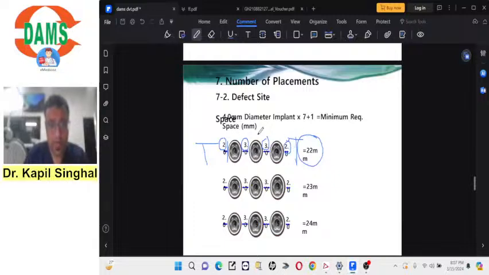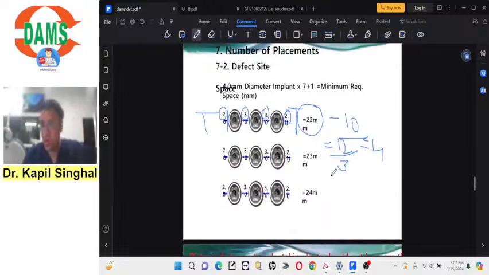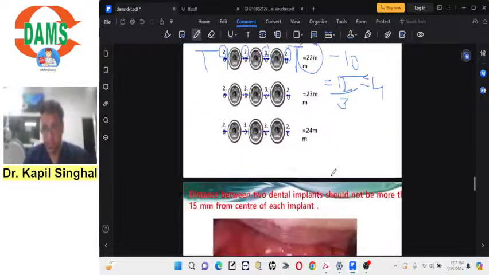So 2 plus 3 plus 3 plus 2 is around 10 mm. So 22 minus 10 mm, what is my safe distance? So I am left with 12 mm. It means to place these 3 implants, the total space mesiodistally that is left is 12 mm. If all three implants are the same size, then divided by 3, each implant would be 4 millimeters. Is it clear to everyone? So this is how you will solve these types of questions.